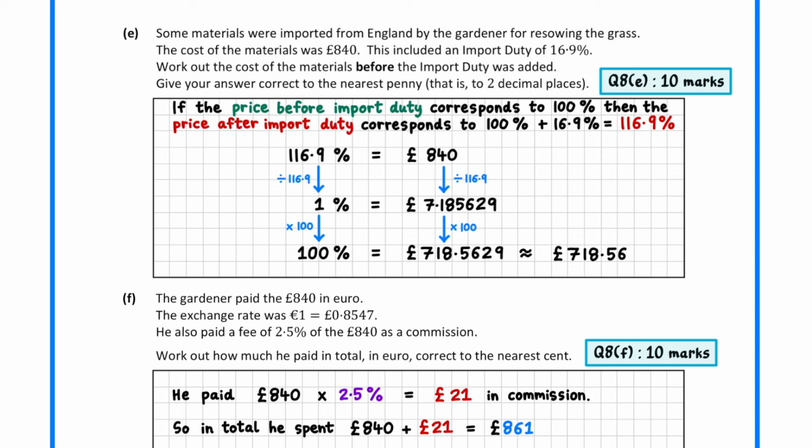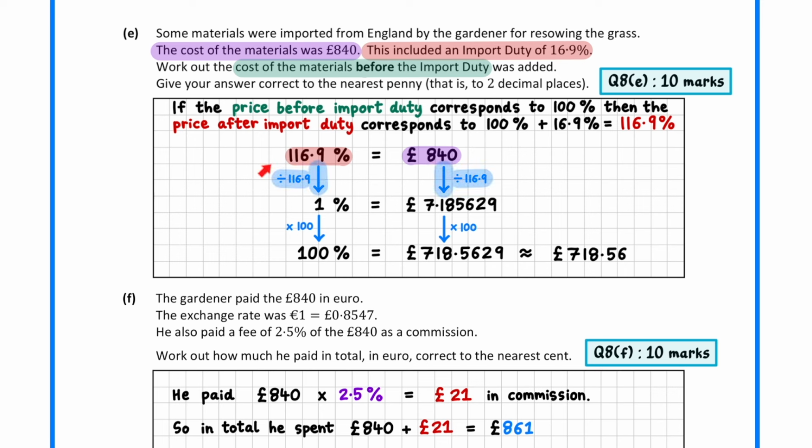In part E, we know that the cost of materials was £840, including import duty of 16.9%. We must find the cost before import duty. Well, if the cost before import duty corresponds to 100%, then the cost after import duty will correspond to 116.9%. And we know that this will be equal to £840.